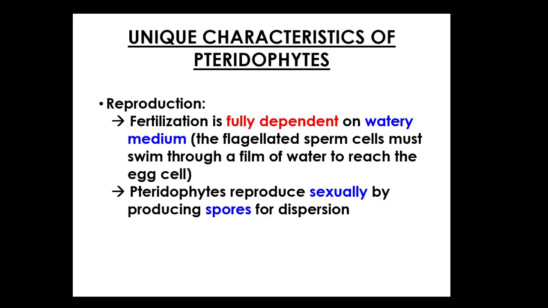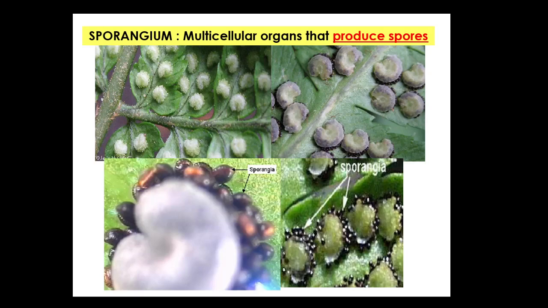In regards to fertilization, fertilization of pteridophytes is fully dependent on water medium. So it has flagellated sperm cells that must swim through a film of water to reach the egg cell, and therefore it really needs water to reproduce. Pteridophytes can reproduce sexually by producing spores for dispersion. Spores will produce gametophytes. Gametophytes produce female or male gametes.